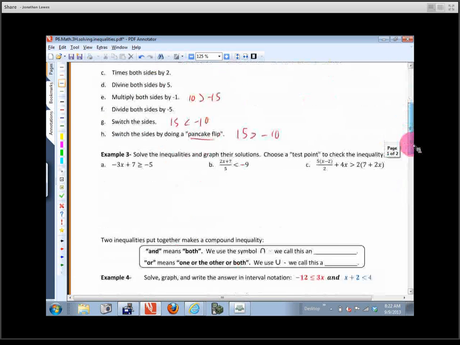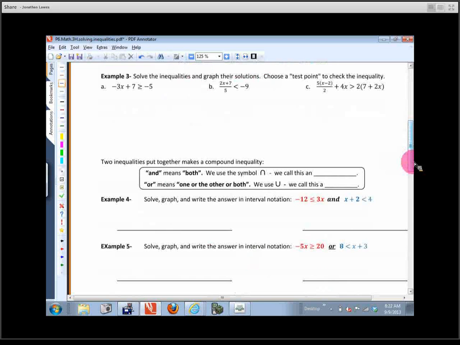So the way you solve an inequality is exactly like you solve an equation, except for when you multiply or divide by a negative. So on a problem like this, treat it just like you would an equation. We're going to get rid of the 7 by subtracting 7. So we get -3x greater than or equal to -12, because the step that we took was just subtracting. That does not change the direction of the inequality.